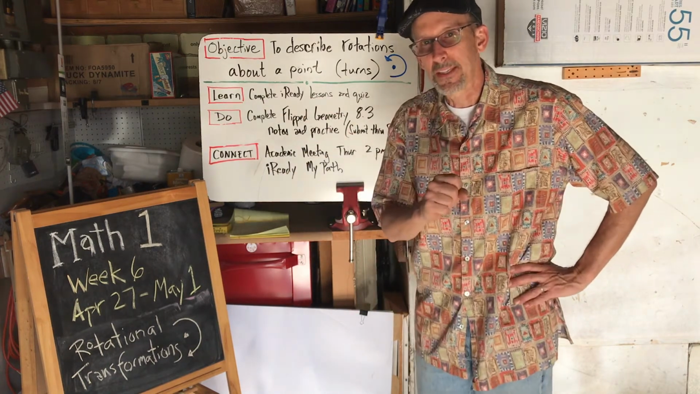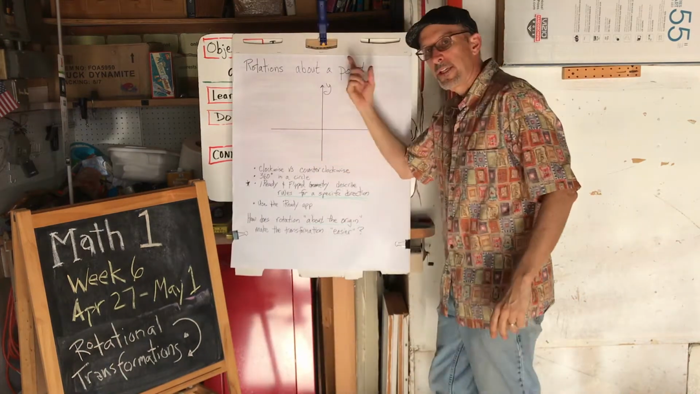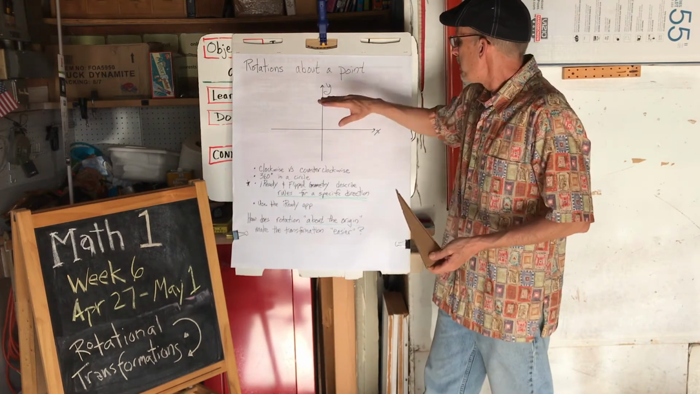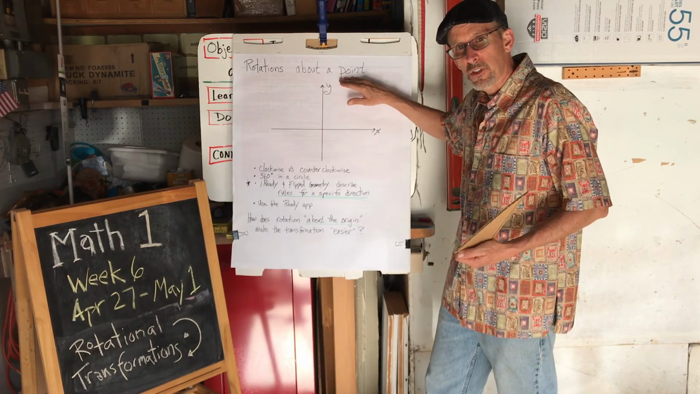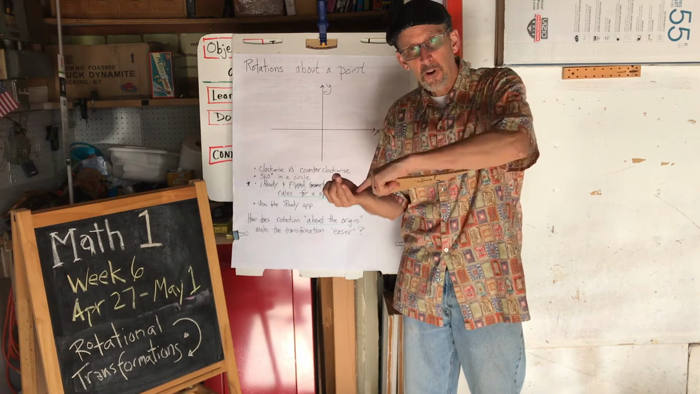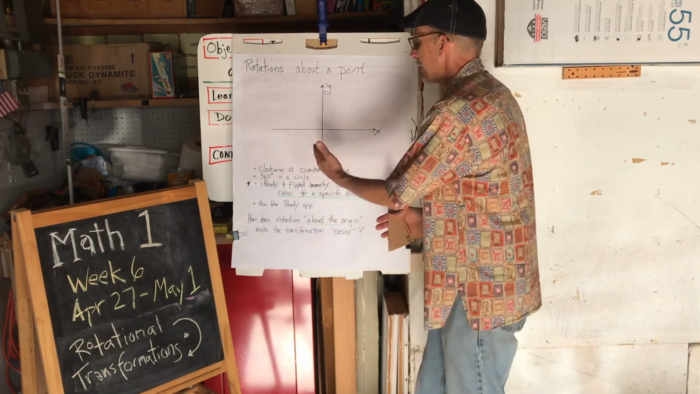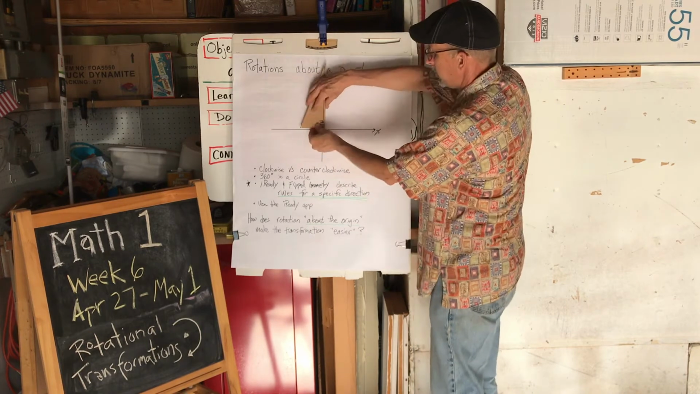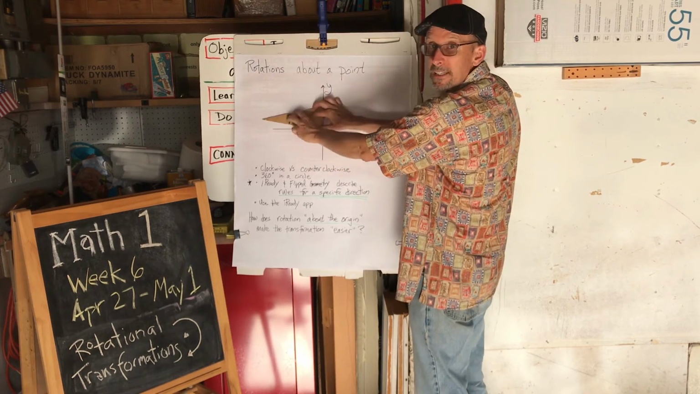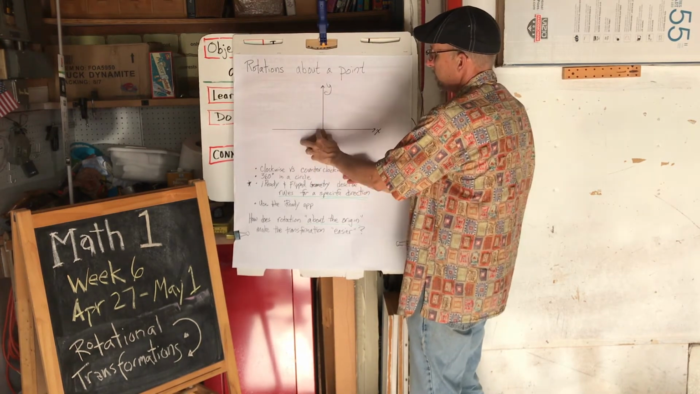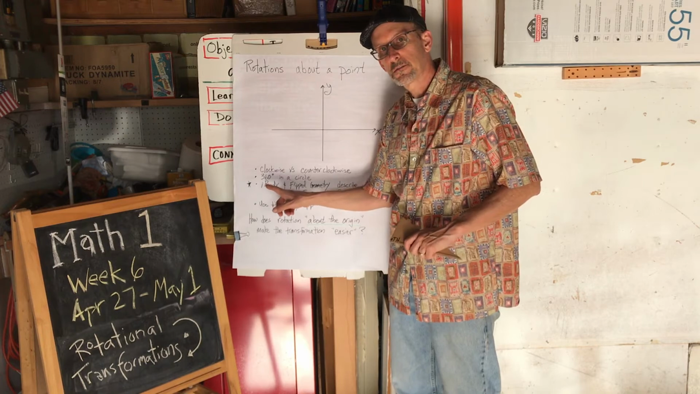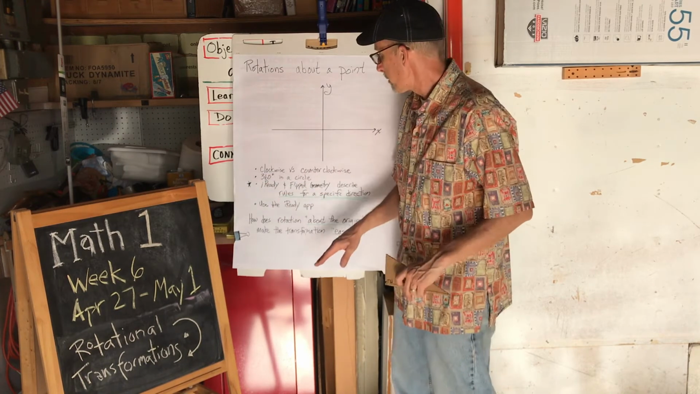Let me remind you of a couple things to keep in mind for the week. Rotations about a point. You always have to be told a couple things when you're rotating. One, you have to be told where the point is, and you have to be told how far and in what direction to go. So remember, you've got clockwise versus counterclockwise. Here my shape is rotating clockwise around the origin. Here it's rotating counterclockwise around the origin. Remember, there's 360 degrees in a circle, so a quarter turn is 90 degrees.